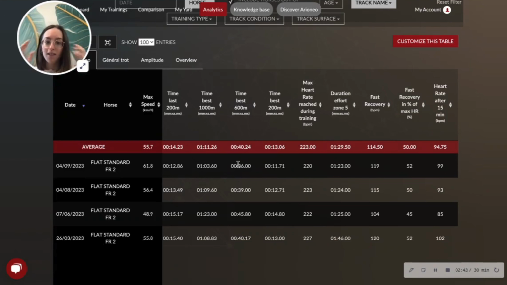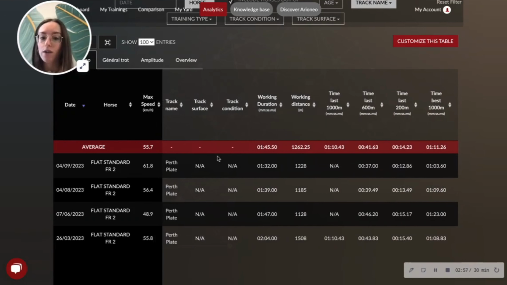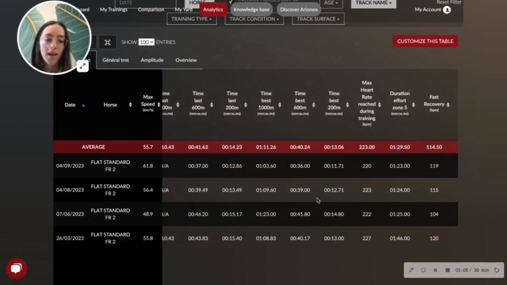So we can really see there that there's an improvement in the horse because we're going faster and faster, and the heart rate does not need to go as high as what it used to be anymore. So the horse is improving. What could also be interesting is to enter here the track condition to really compare things that are comparable and know if this change in heart rate could also be due to a change in the track condition.